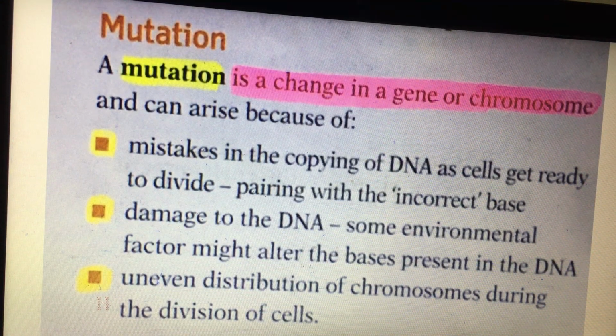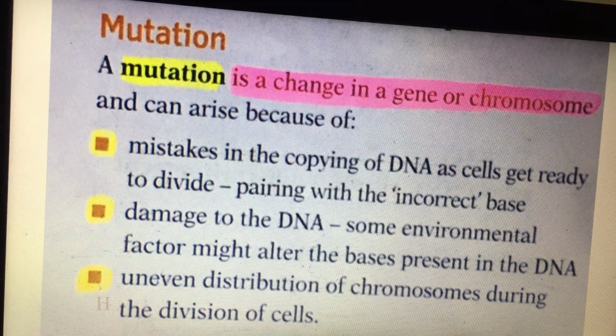And also, damage to the DNA by the environmental factors which change the bases in the DNA. So sometimes the environmental factors change the bases present in the DNA, so that will change or damage the DNA. And sometimes during cell division there will be uneven distribution of chromosomes, and this uneven distribution makes a mutation. So those are the three reasons that can cause the mutation to arise.